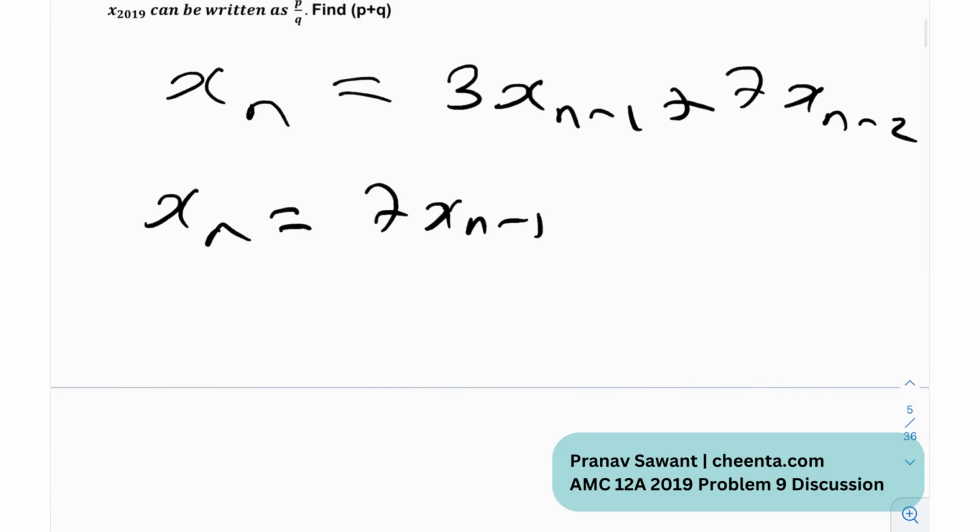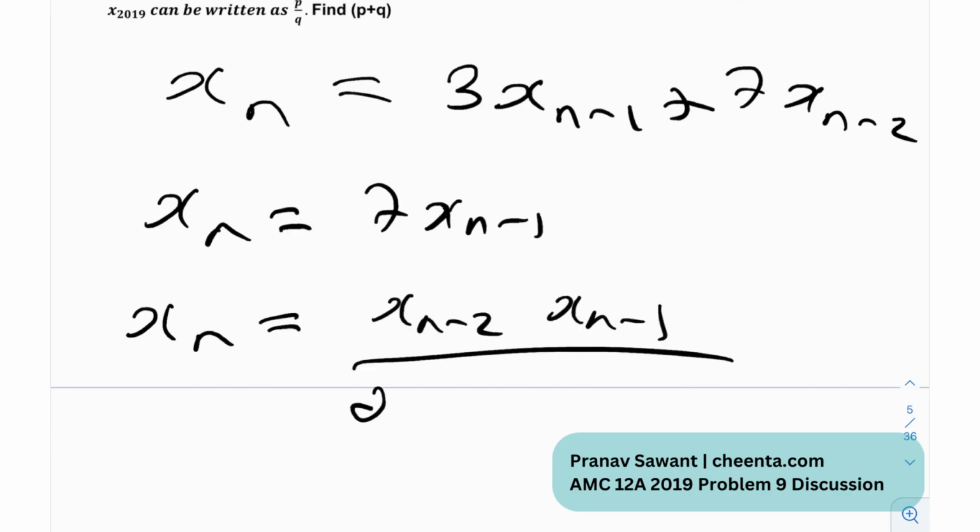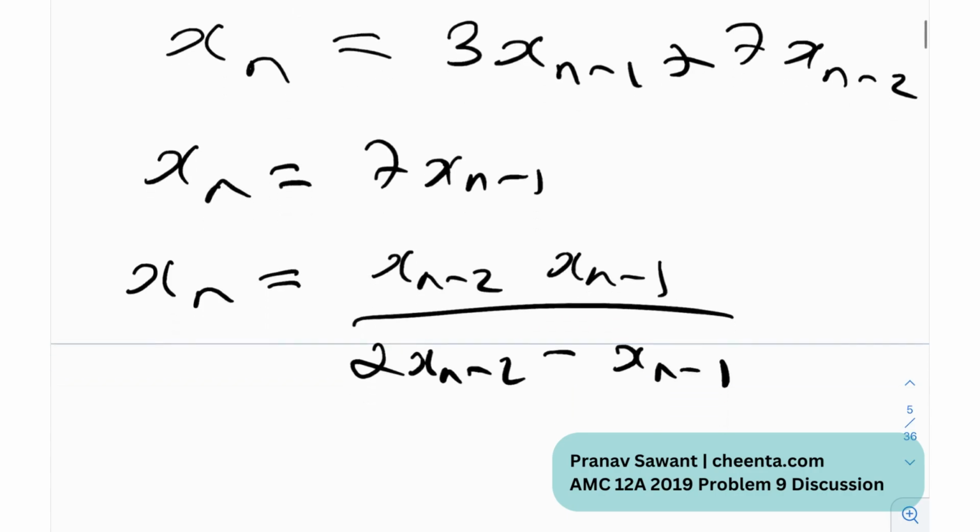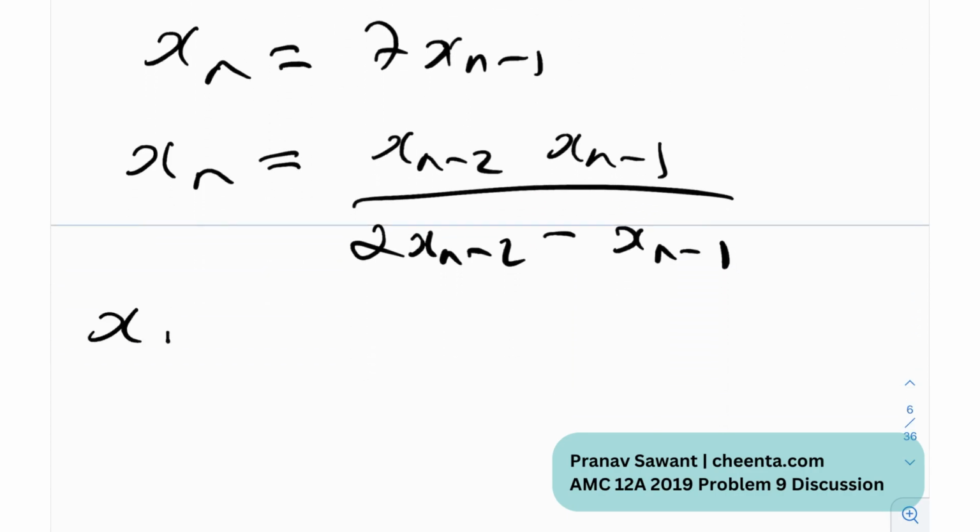And you might have heard of the Fibonacci sequence, which is probably the most common recurrence sequence out there. And it's also a recurrence. And what they've given to us, xn is equal to xn minus 2 times xn minus 1 divided by twice of xn minus 2 minus xn minus 1. This is also a recurrence, with the first two terms specified, of course.